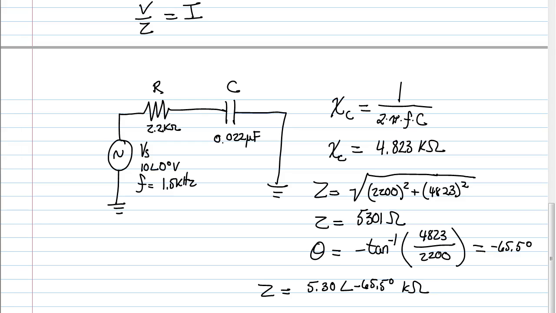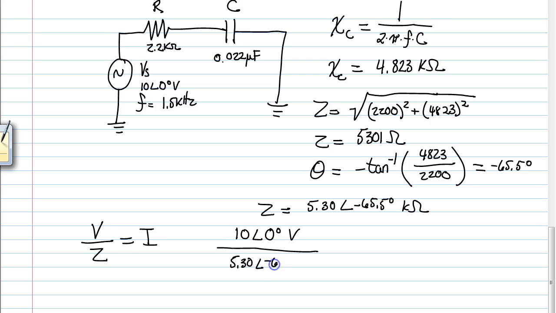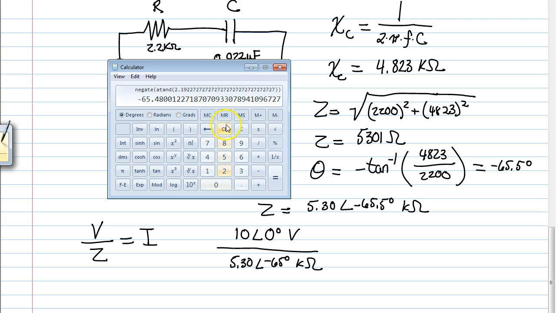Right. There is the result. That's only the first part. I need to actually find the current. So in order to find a current, we of course use our Ohm's Law, the version that works with our circuit anyway. V divided by Z is equal to I. V is given to us. It's 10 volts, 0 degrees. I'm going to take that and divide it by 5.3 at negative 65 degrees kiloohms. All right. So let me compute that real quick. So all I've got to do is take 10 and divide it by 5300.